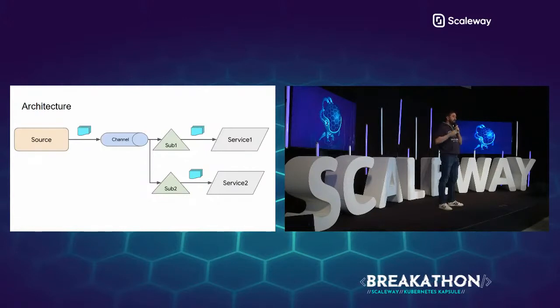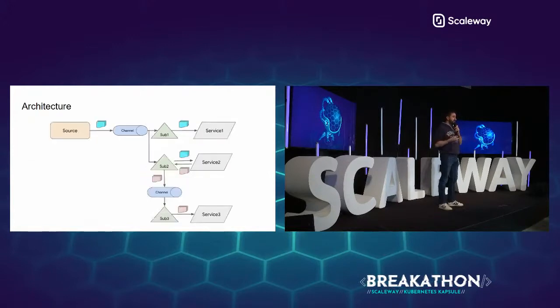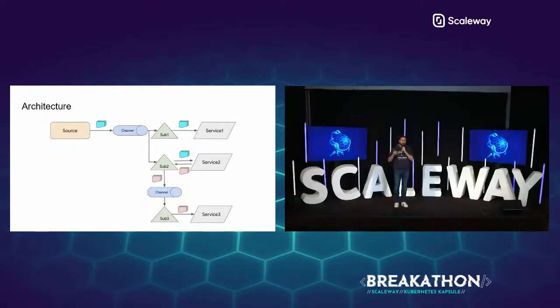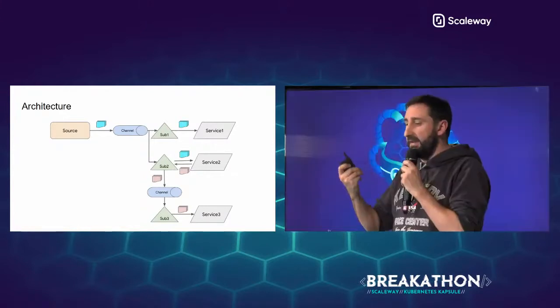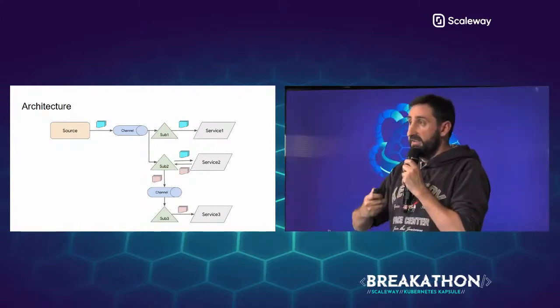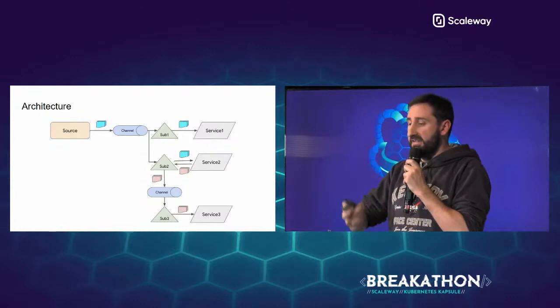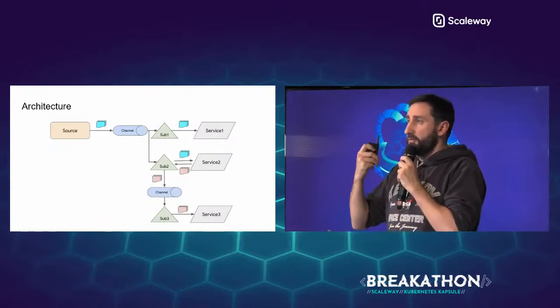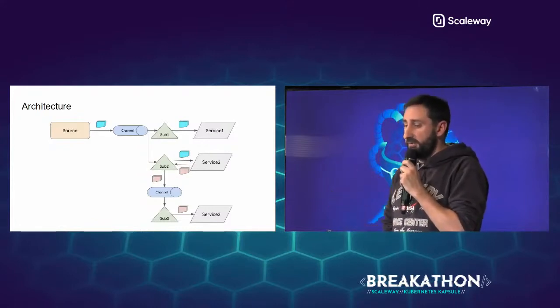But you know, in the real world, it's not this simple. And you will also have to define this more complex architecture. So this is the same channel with the same subscribers, but service 2 is responding with a new event based on what it received. And service 2 is generating a new event and sending it to a new channel to be received by service 3.